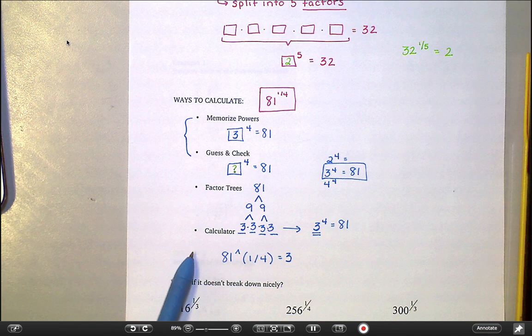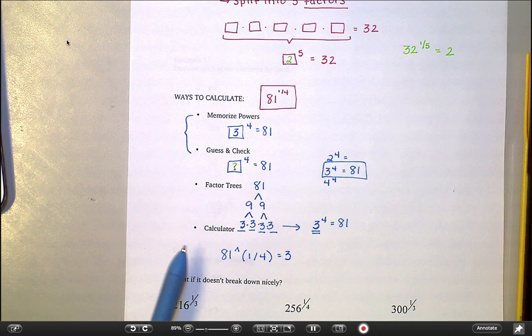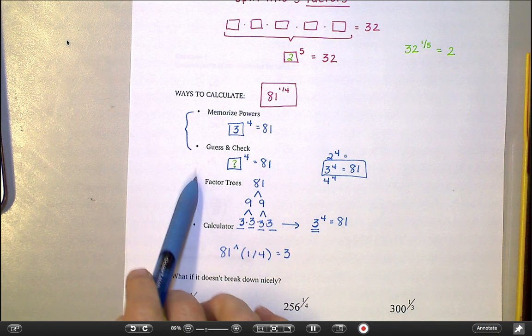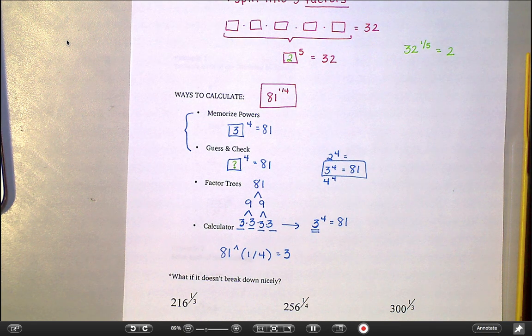Most likely, though, I'm going to downplay this today a little bit because, again, I'm kind of looking towards that no calculator quiz coming up next week. We're going to want to make sure we can do this one of these 3 ways so that we can survive without a calculator. Okay, so let's look down here.